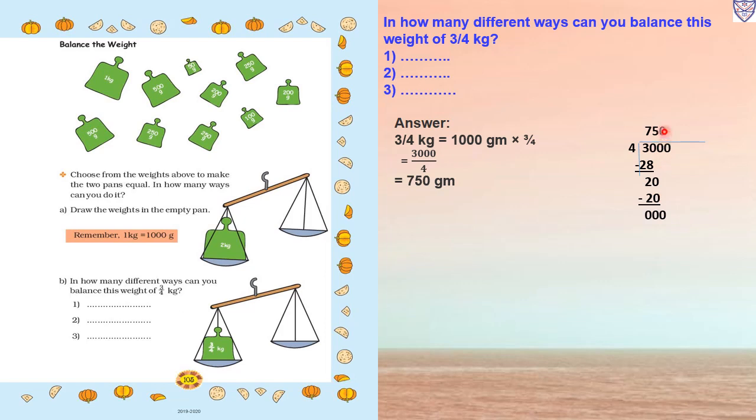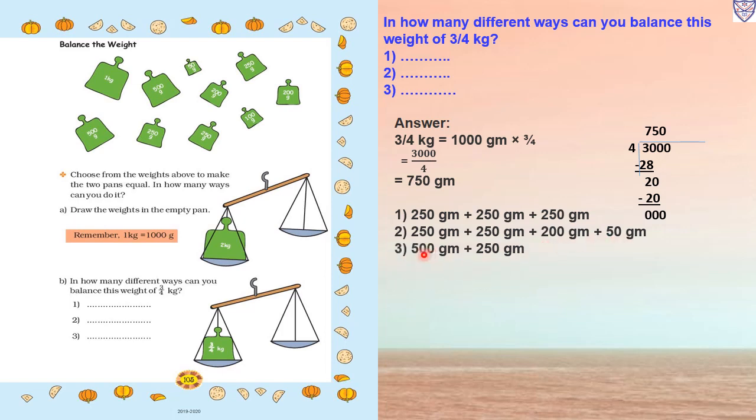So that is, in the quotient also we will carry down, that is 750. So we will write 750 gram. In how many ways do we have to write? First we will take 250 gram plus 250 gram, that is 500 gram, plus 250, 750 gram. In the second way, 250 gram plus 250 gram plus 200 plus 50. So 250, 250, 500, 500 plus 200, that is 700, plus 50, we will get 750 gram.